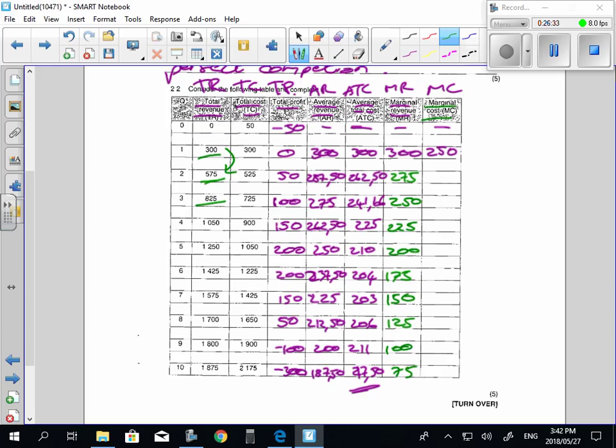And for your marginal cost, it is the change in total cost. So, and you should get the following. All right, you guys cool with that? Okay.